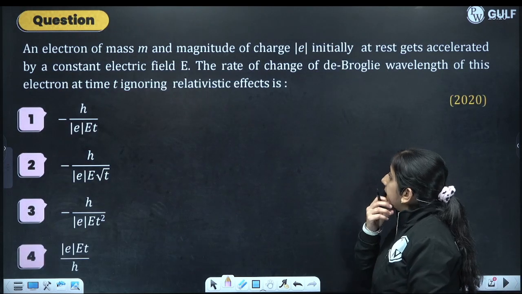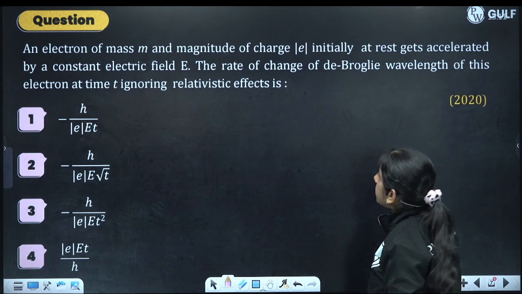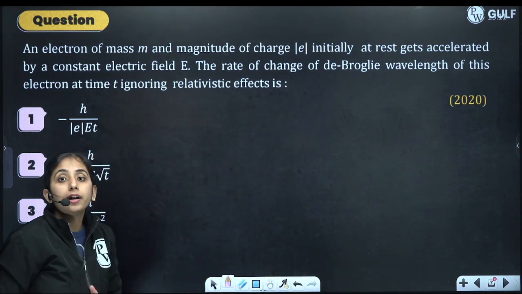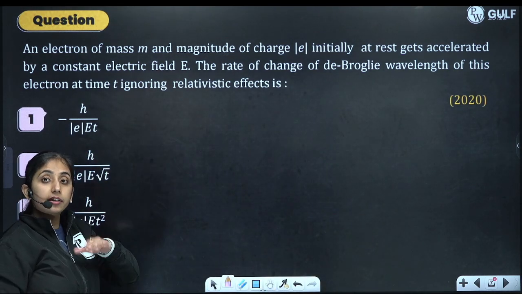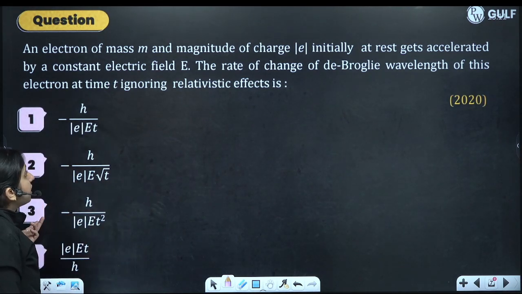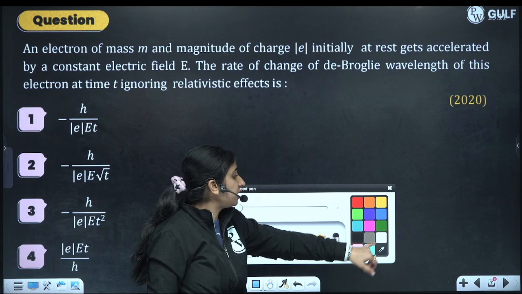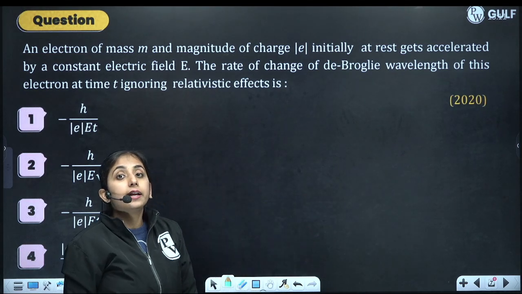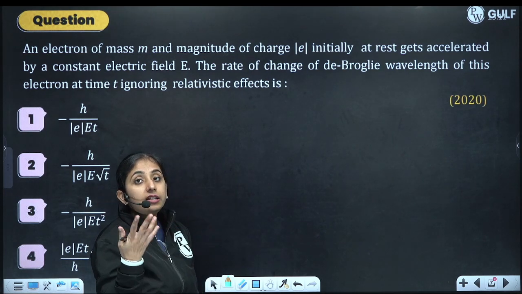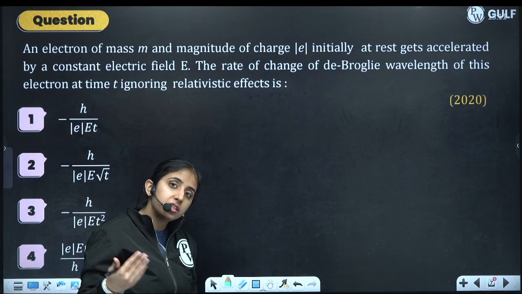Next question. An electron of mass m and magnitude of charge E initially at rest gets accelerated by a constant electric field E. The rate of change of de Broglie wavelength of this electron at time t, ignoring relativistic effect, is, we don't have to consider relativistic effect. We have to find rate of change of lambda, because when it is accelerating, its velocity will increase, momentum will change. So we have to find rate of change of lambda with time.